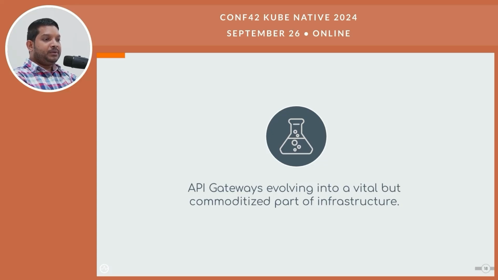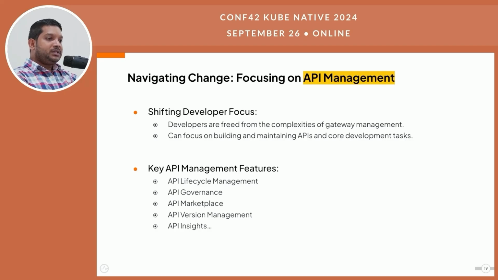I hope you can remember in the early days, you were worried about the file format of your file system, that is FAT32 or NTFS. Today, you are not much worried about it. Sooner or later, this will happen to the API gateways as well, as it becomes a commoditized part of the infrastructure. Once the API gateway becomes a commoditized part of the infrastructure, developers are freed from the complexities of gateway management. They can focus more on building and managing APIs and other core development tasks.